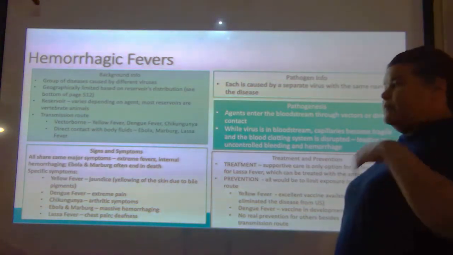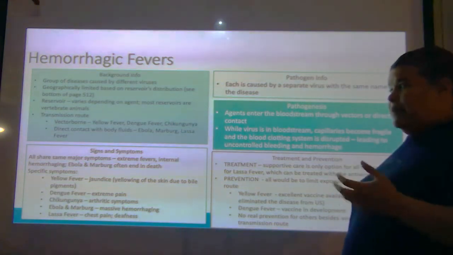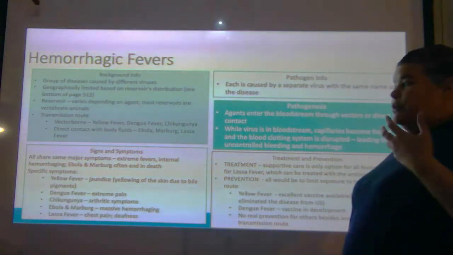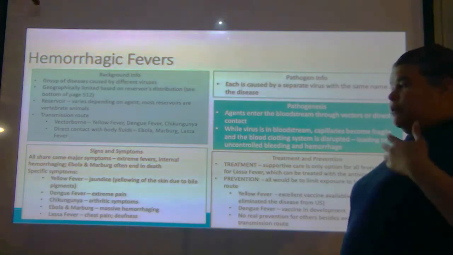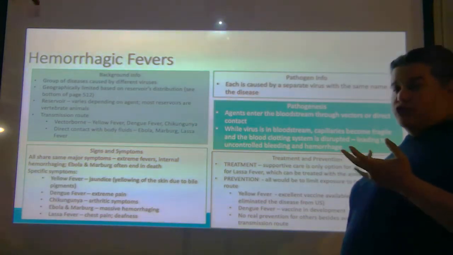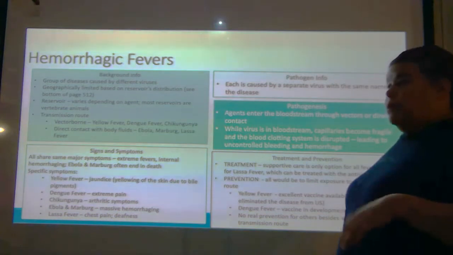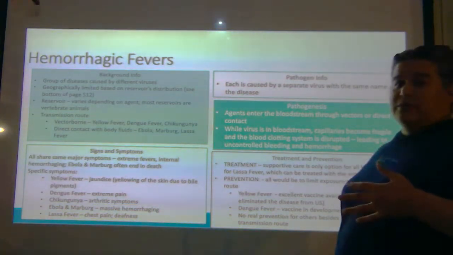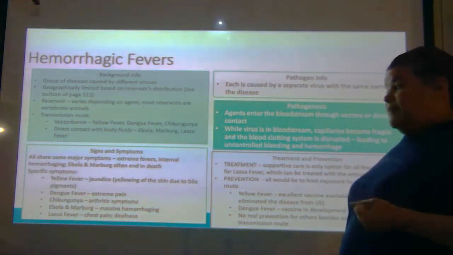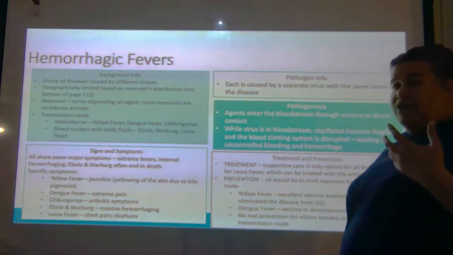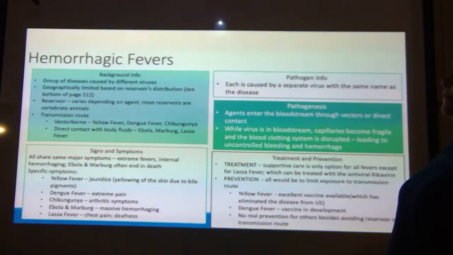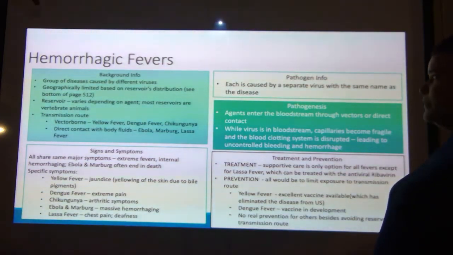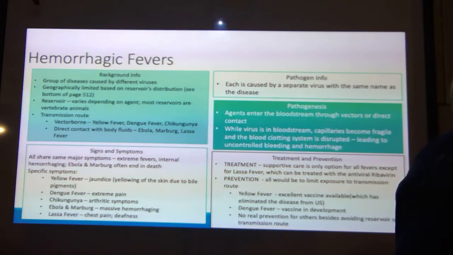The specific symptom for dengue fever is extreme pain. The specific symptom for chikungunya is going to be arthritic symptoms, so your joints. Ebola and Marburg, massive hemorrhaging. Lassa fever, you've got chest pain, you've got deafness. I said this at the beginning, the hemorrhagic fevers are caused by different viruses, so each is caused by a separate virus by the same name, and we'll talk about that in the next few slides.